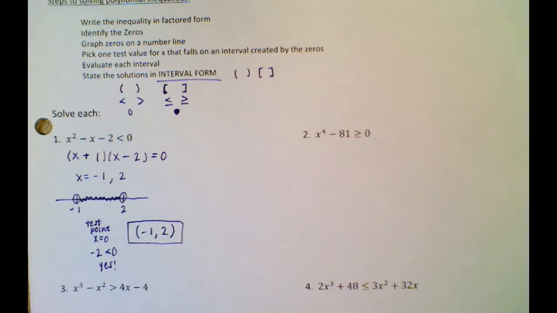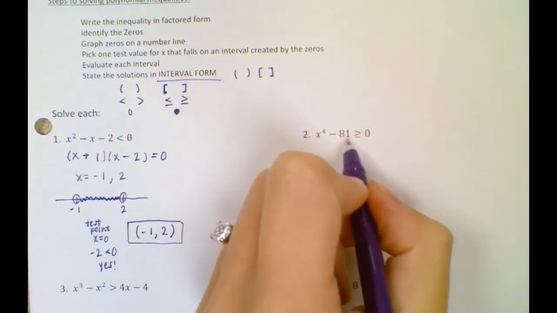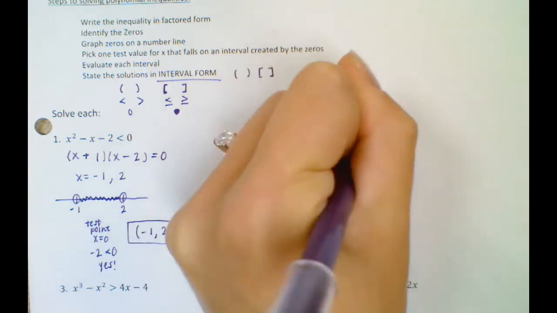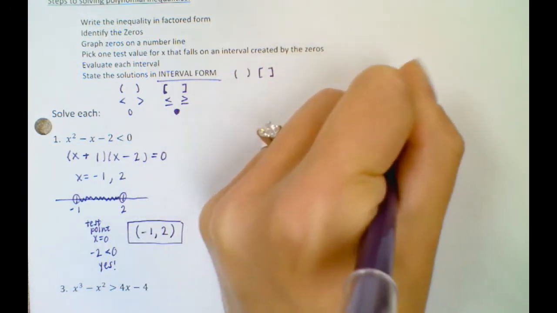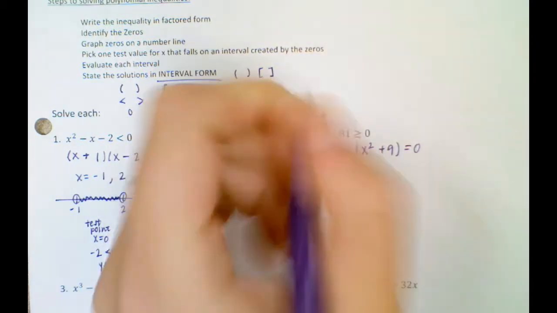Okay, number 2. All right, first we need to write this into factored form. So let's see here. This is a difference of squares because I'm going to take the square of the first term and last term. So I have x squared minus 9 and x squared plus 9 equals 0. Now you could factor this further because this is a difference of squares.